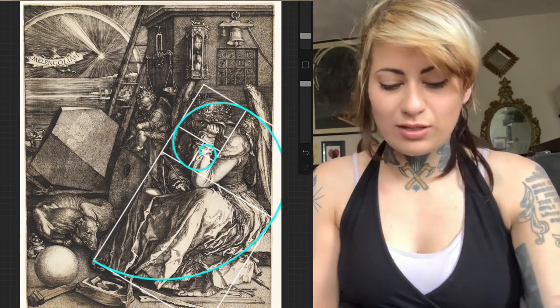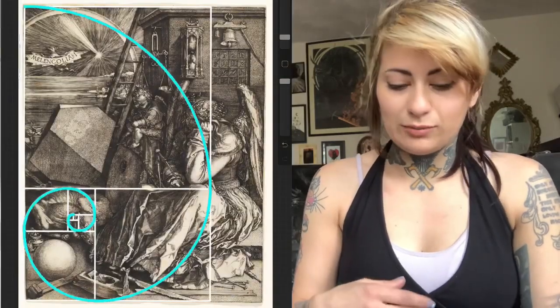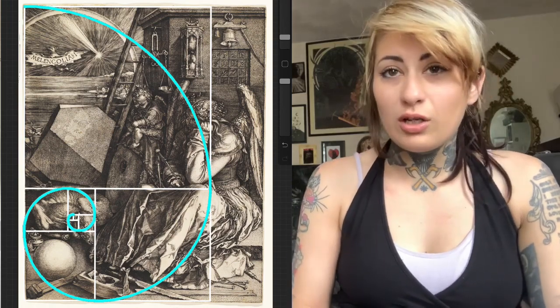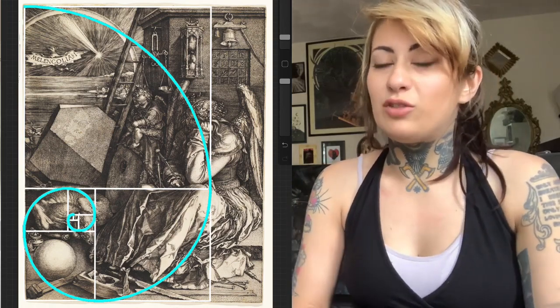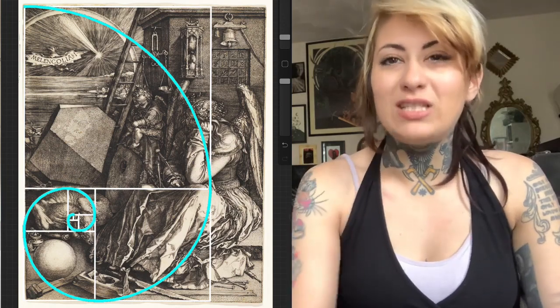So let's start. Let's throw the golden spiral in one location and another. We see how they fit in. We see here we have it winding down even to the dog. Dürer uses this similar dog in a few of his other pieces. I have a tattoo of this dog. To me, it means a loyalty and a companion.